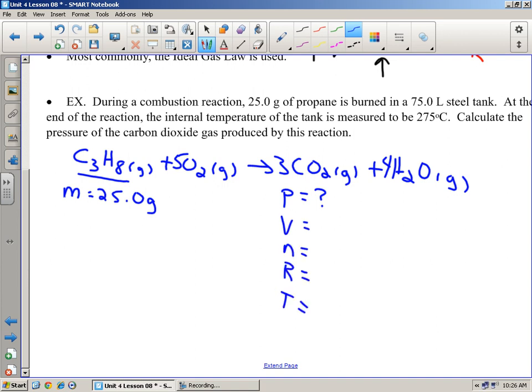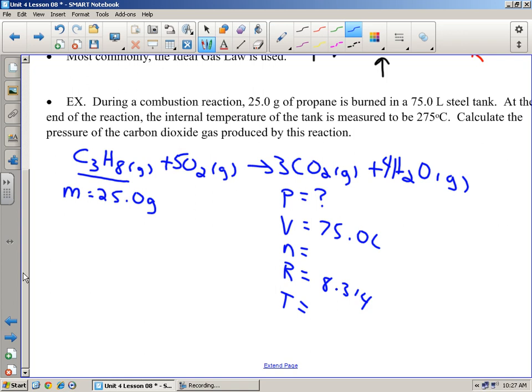Okay, and we can start filling in some things right away, of course. Let's see here, 75-liter steel tank, so let's put that here. We got 8.314 for R. The temperature is 275 degrees Celsius. Don't forget, we need to change that to Kelvin.